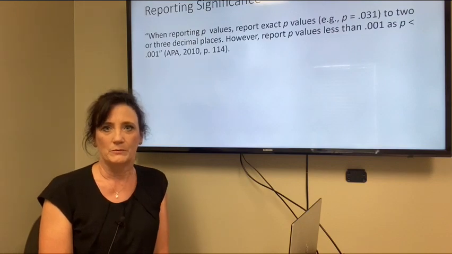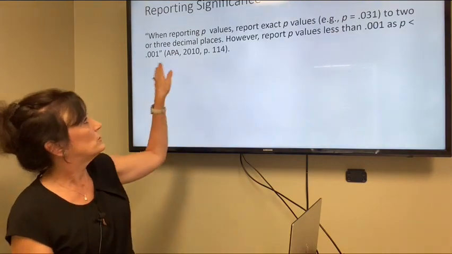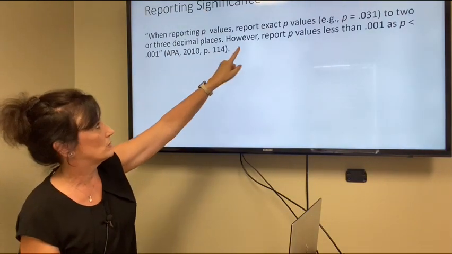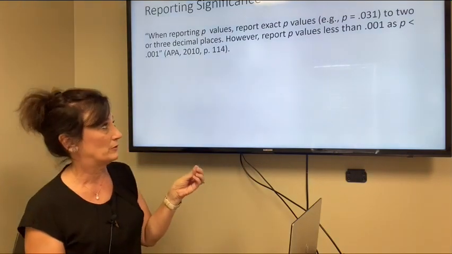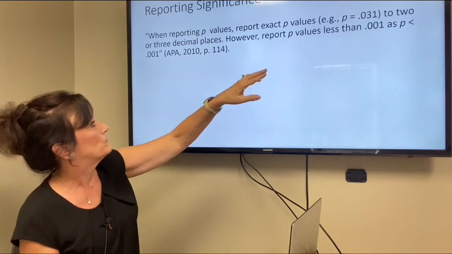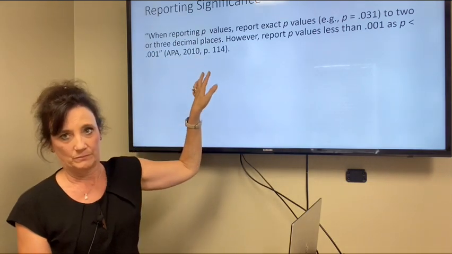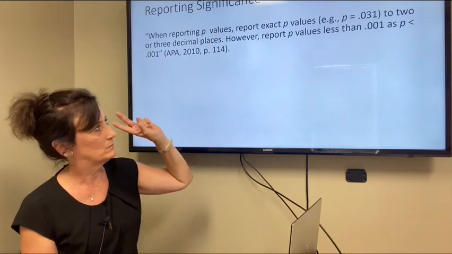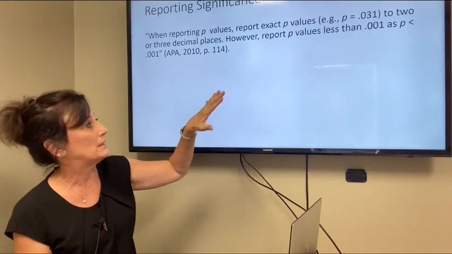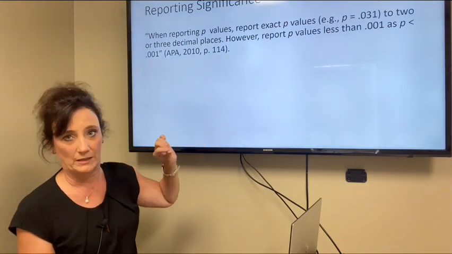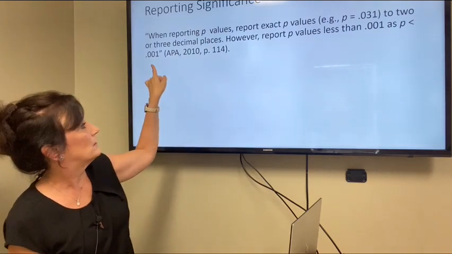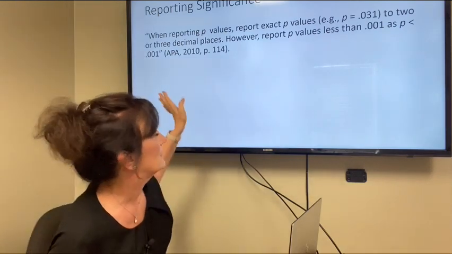So then it's time to report the results, right? So here are the things that you need to include in a report. If you're going to report about p-values, you want to report the exact p-value. So an example is p equals 0.031 to 2 or 3 decimal places. So regardless of what p is, p equals, and give the p-value, unless p is less than 0.001. So if your p-value is less than 0.001, then you are going to write it as p is less than 0.001.